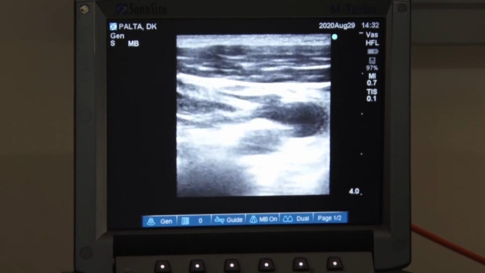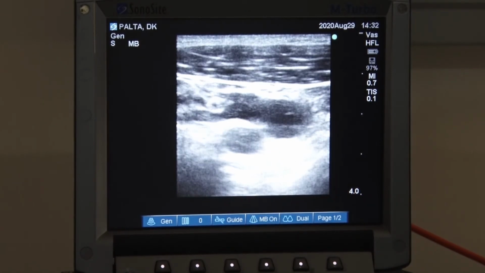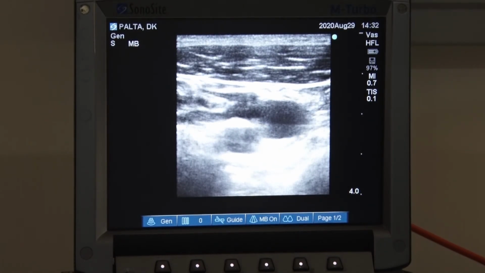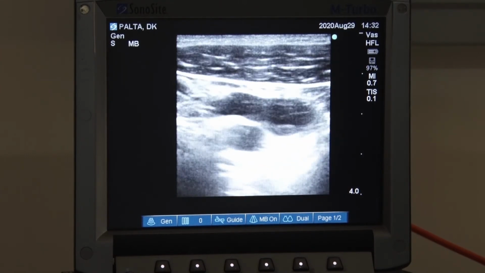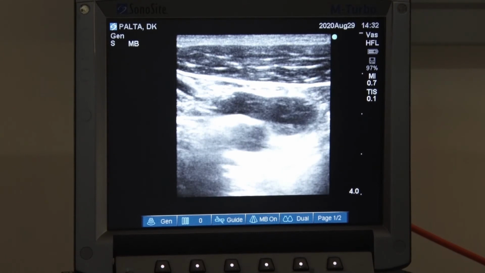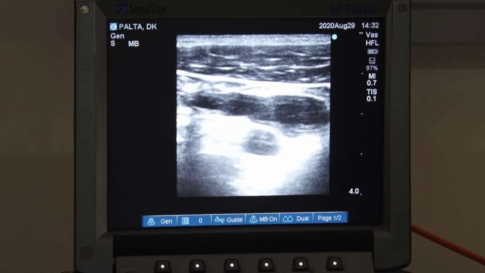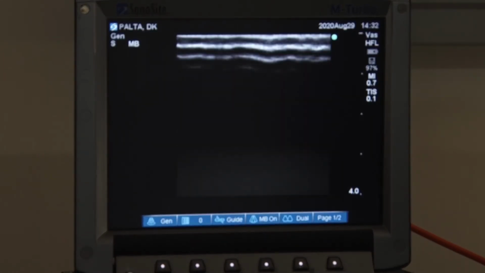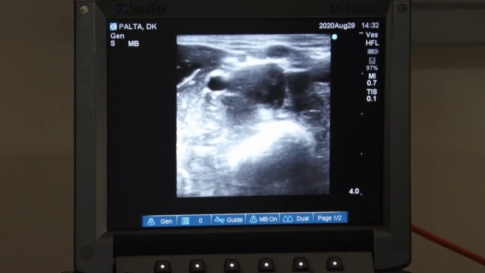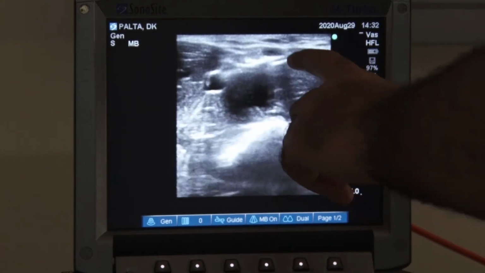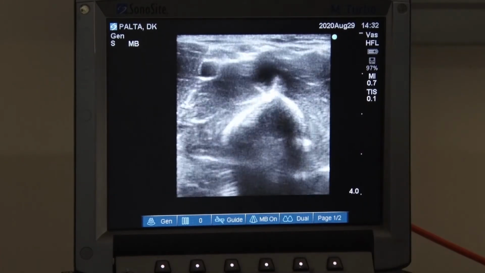So from the wrist we have reached the elbow. We have seen the median cubital veins joining the cephalic and the basilic vein of the forearm, then forming the basilic vein of the arm and the cephalic vein of the arm. Now I come to the basilic vein of the arm. This is the basilic vein of the arm. This is the brachial artery.